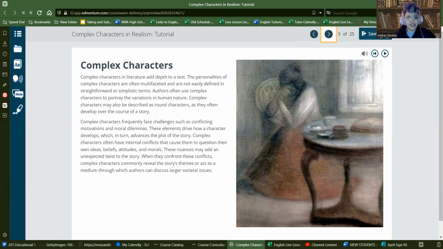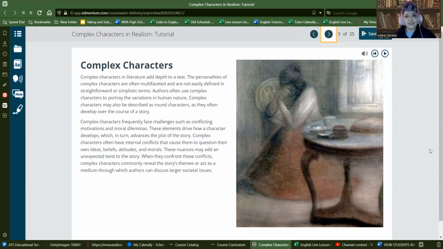So this first section talks about how complex characters are multifaceted in personality. That means there are a lot of different sides to them. And they are not easily defined in straightforward or simplistic terms. The same way that sometimes it's hard to define a person, like if you were to think of how to describe yourself, sometimes that's rough because there are so many different sides to you. So you have to end up thinking about, well, which side is most important? Which side is this person interested in? You would often describe yourself differently in different groups. And complex characters are the same way.